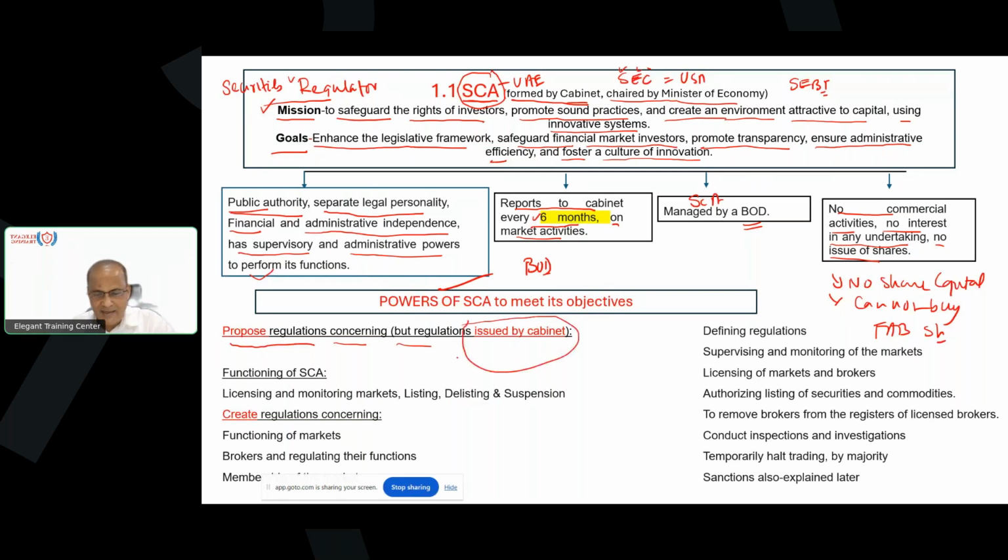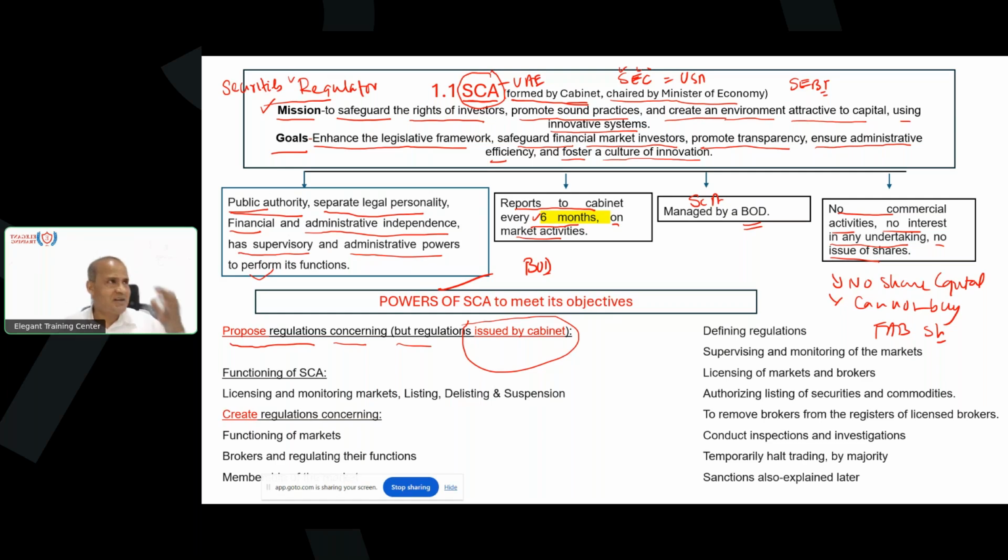So the cabinet is the main boss. The cabinet has formed the SCA. The SCA will propose regulations and those will be approved by the cabinet. Clear? So the proposal comes from the SCA, and the approval and issue of regulations comes from the cabinet. It's not like the central bank can issue directly.